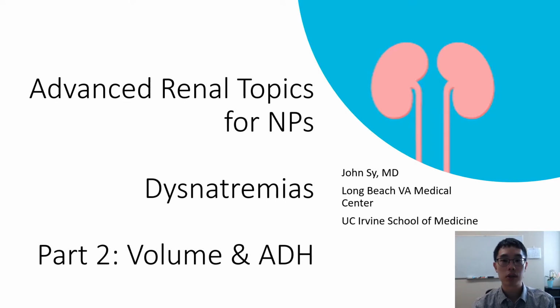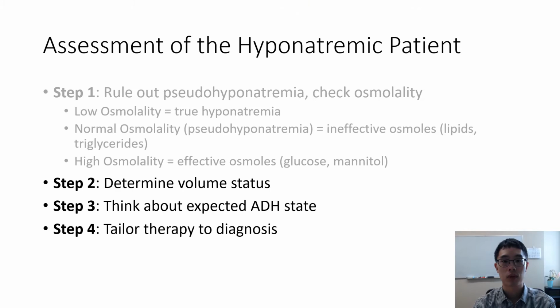Today we will continue our discussion on hyponatremia and how we assess volume status and the ADH state of the patient. We have already talked about ruling out pseudohyponatremia in the Part 1 video, so we will jump today straight into Step 2, which is determining the patient's volume status.